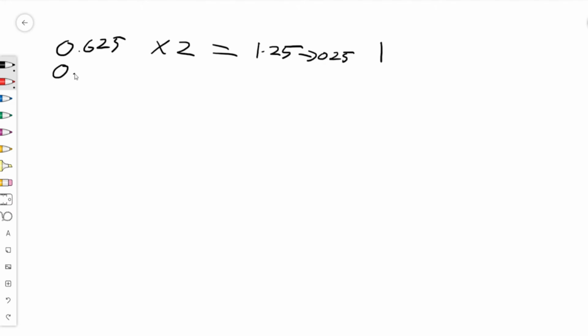Our next number will be 0.25 multiplied by 2, as before. This will give us 0.5. Our leftmost number is a 0, so we're going to leave 0 here and take 0.5 down to the next row.